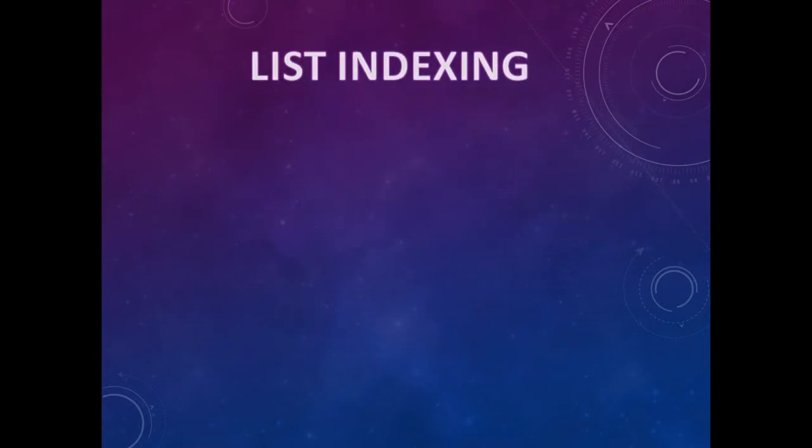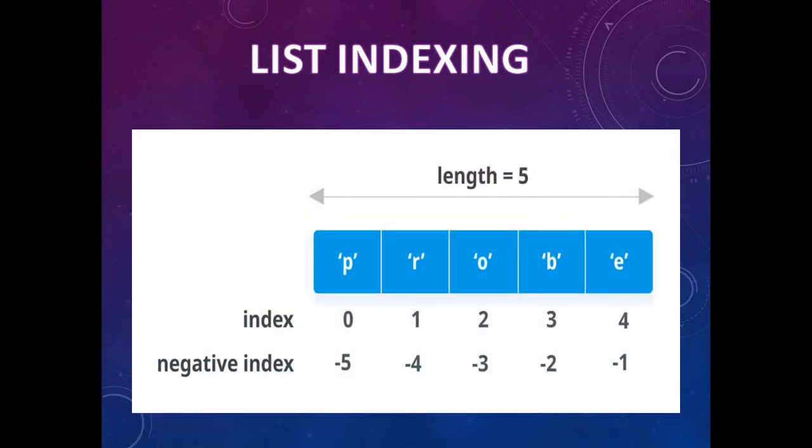Next, list indexing. The given string is PROB, and the length of that string is 5. The index value is of two types here. One is the positive index, another is the negative index.